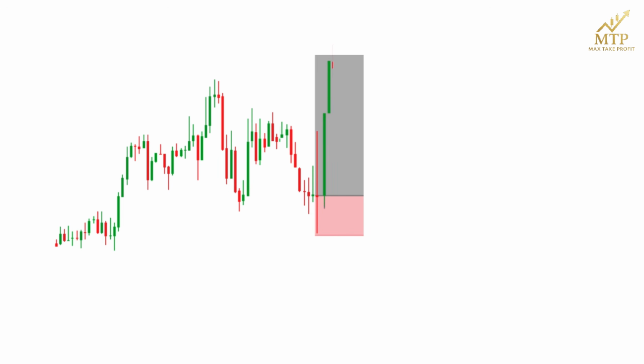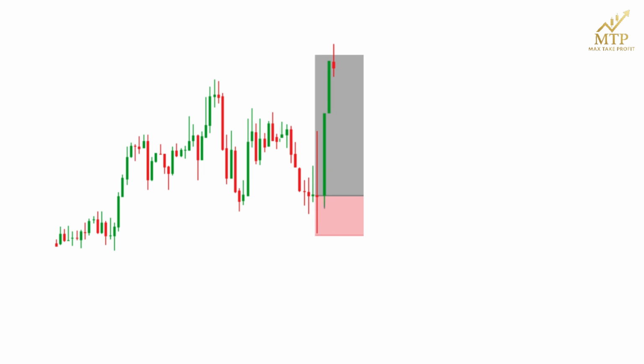Common mistakes. Don't sell in an uptrend just because you see a red candle. Don't use stops that are too tight or too wide, and don't skip confirmations. Patience beats impulse every time.